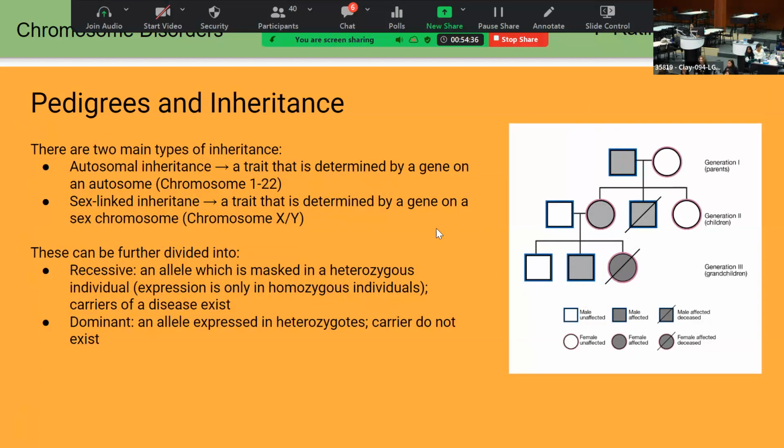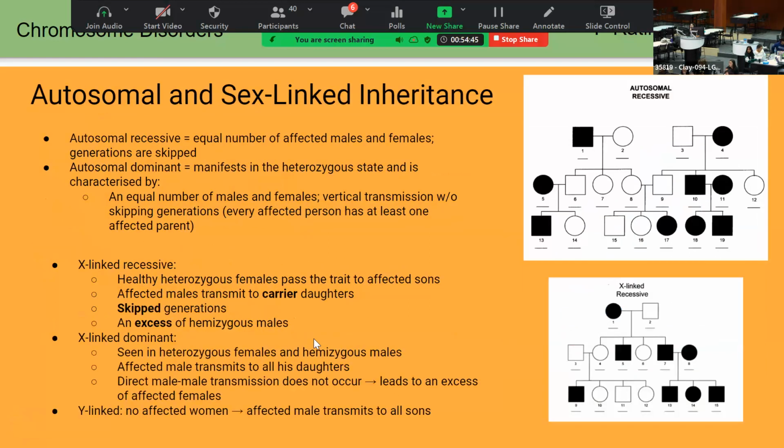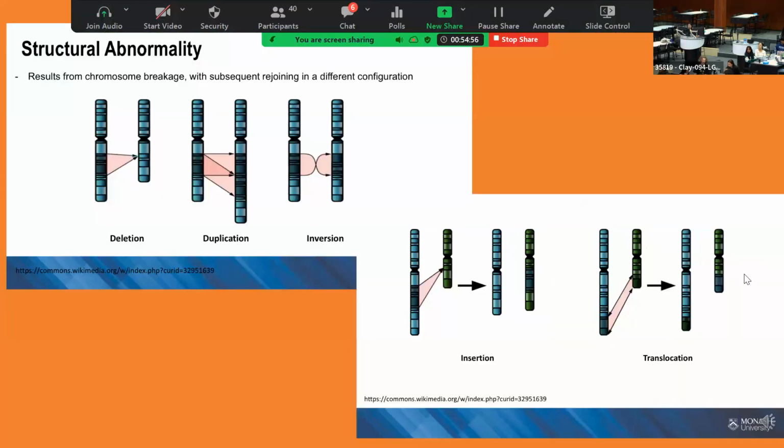And then you should know about your pedigrees and inheritance as well. So know that there's 2 main types, autosomal and sex-linked, further divided into recessive and dominant. And then this is kind of a cheat sheet on how you can determine between all the 4 types, 5 if you include Y-linked. I won't go through that because you can read through that in your own time.